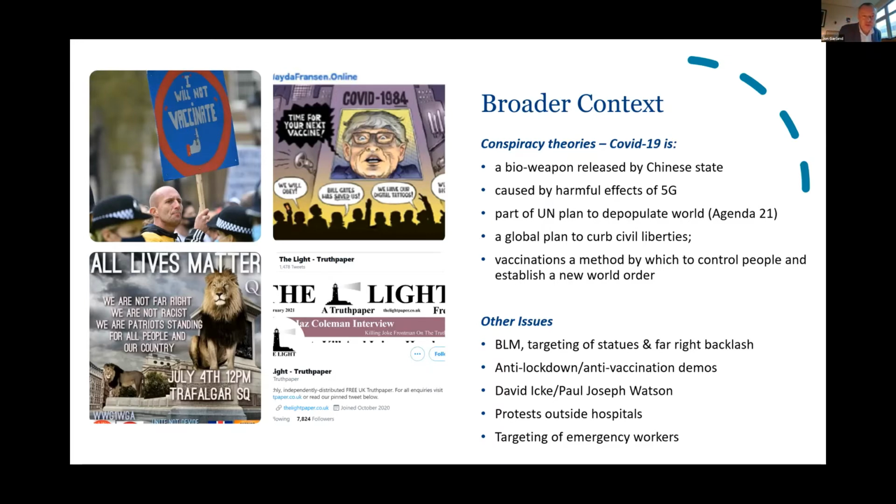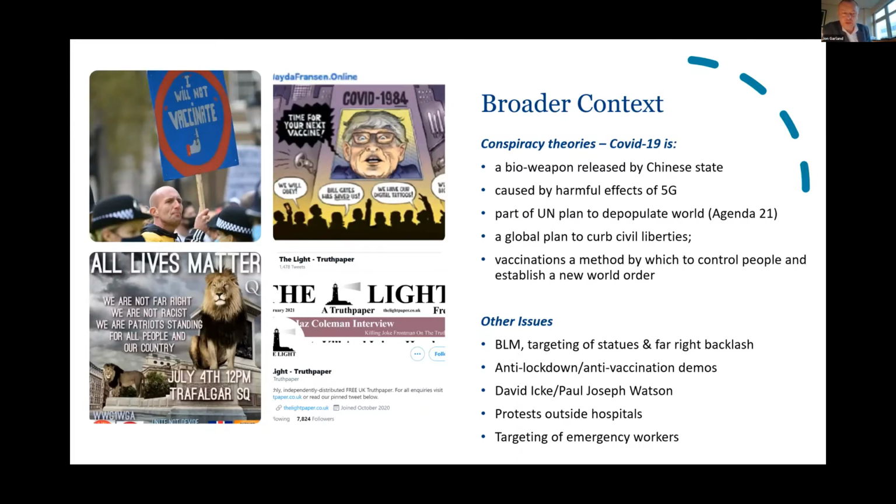I could just draw your attention very briefly to the one on the left-hand side, culled from a Hope Not Hate publication, the All Lives Matter one. That is really interesting. That particular group organised to supposedly defend the statues last July. We are not far right, they say. We are not racist. We are patriots standing up for all people and our country.